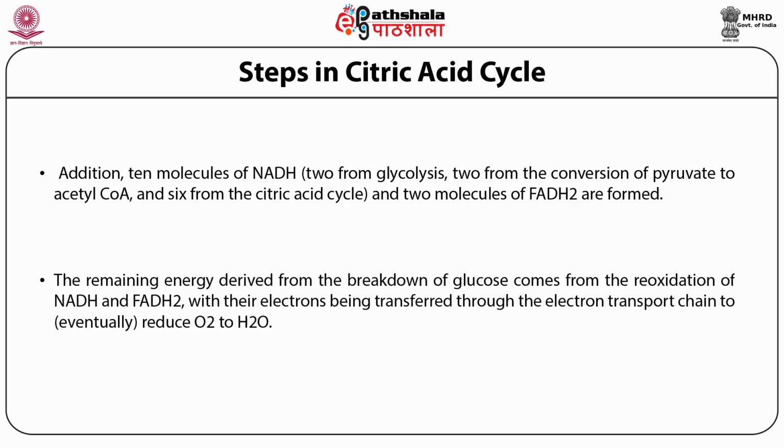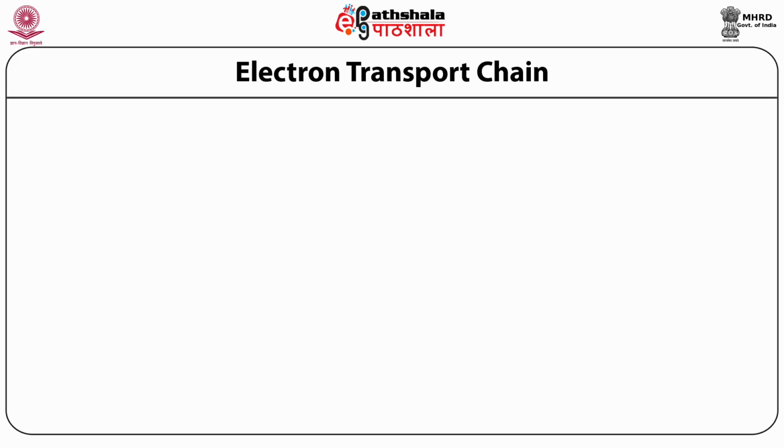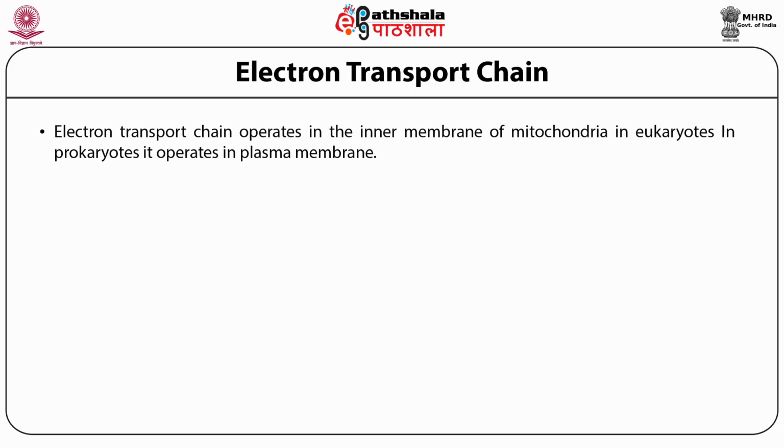The remaining energy derived from the breakdown of glucose comes from the reoxidation of NADH and FADH2, with their electrons being transferred through the electron transport chain to reduce oxygen to water. So the FADH2 and NADH that come out of glycolysis, the TCA cycle, and the oxidative decarboxylation step then undergo the electron transport chain. They donate the electrons to the electron transport chain. The electron transport chain operates in the inner membrane of the mitochondria in eukaryotes. Electron transport and oxidative phosphorylation occur in the inner membrane of the mitochondria.